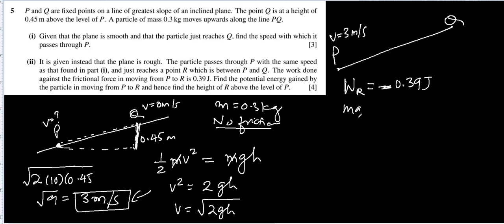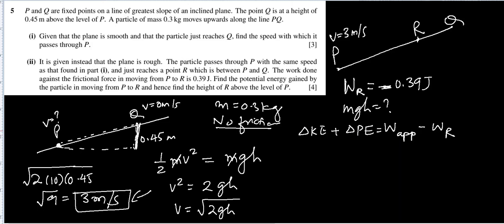Find the potential energy gained, mgh, by the particle moving from P to R. Where is R? R is somewhere here, because it will stop earlier since there is now resistance, so it will stop before Q. Hence, find the height. We know that change in kinetic energy plus change in potential energy is the same as work done by applied force minus work done by resistance. The velocity at the starting was 3 meters per second and here it is 0.